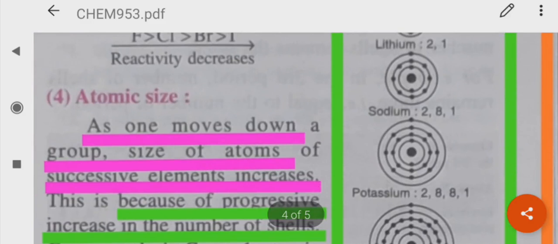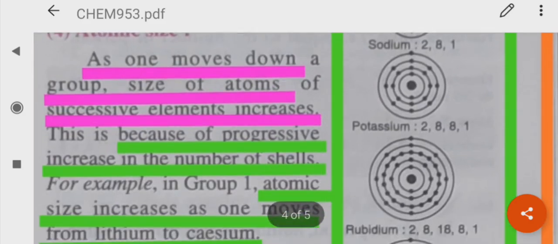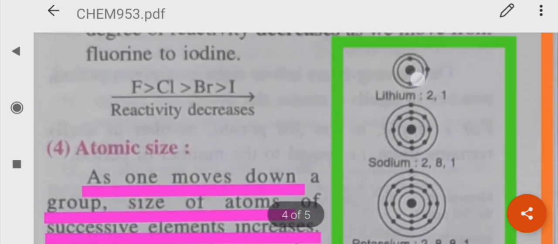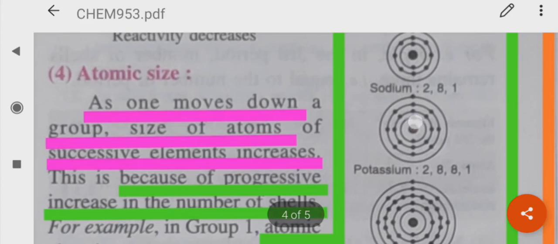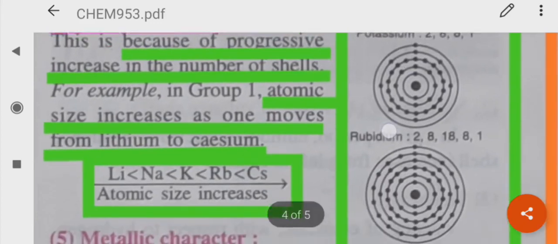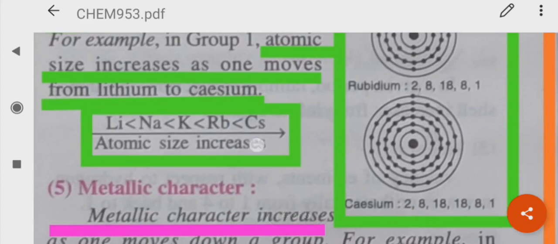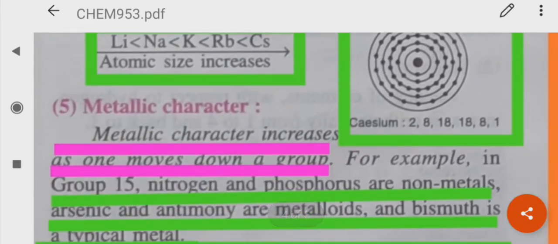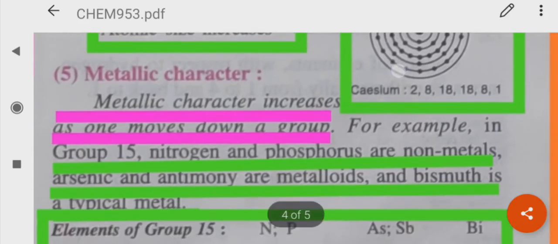Then what about the atomic size? As we move down the group, of course, it should increase. Why? Because new shells are added. Lithium 2 shells, sodium 3 shells, potassium 4 shells, rubidium 5 shells and so on. So atomic size increases as we move down. What about the metallic character? It also increases as we move down a group.